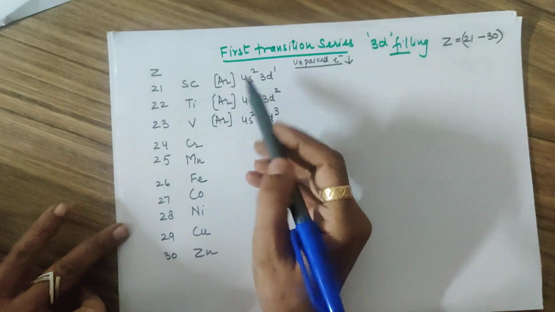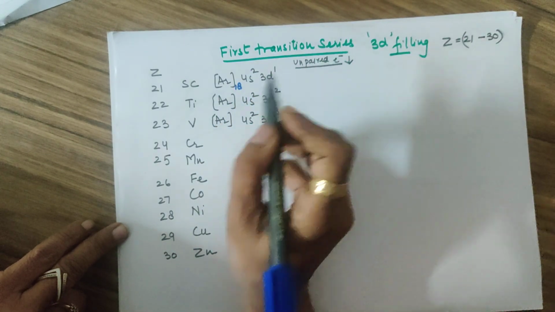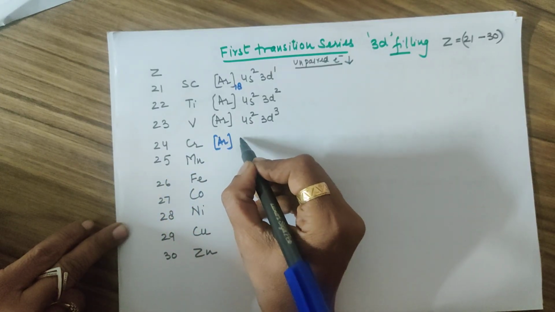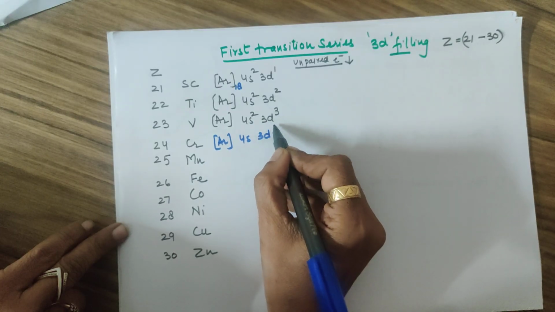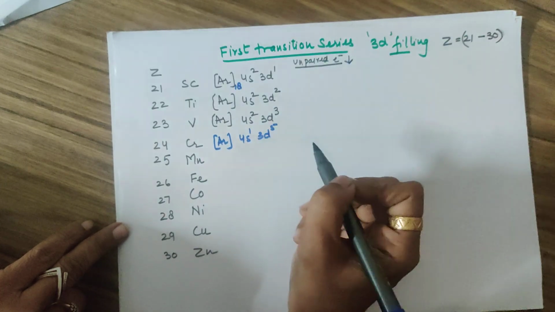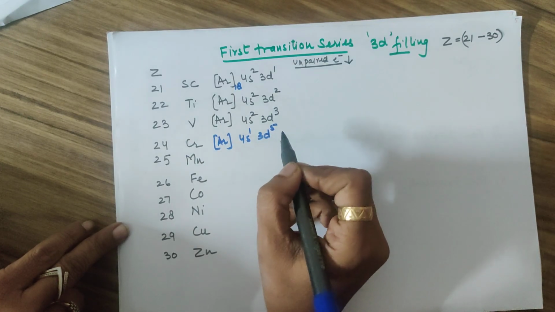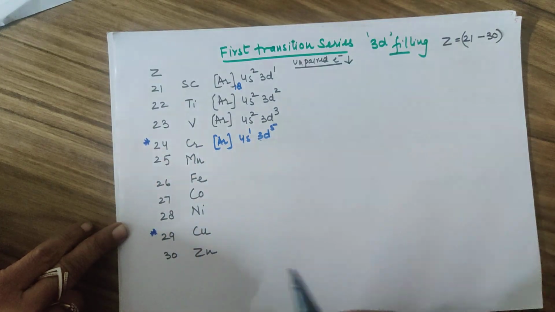So argon is up to atomic number 18, then 19, 20 and 21. While writing the configuration, for 24 you have argon, 4s, 3d. But here there is an exception. 1 electron from 4s goes to 3d to make it 4s1, 3d5, which is a stable half-filled configuration. So this is an exception, and the second exception I already did was copper.